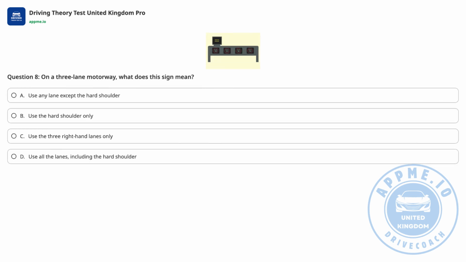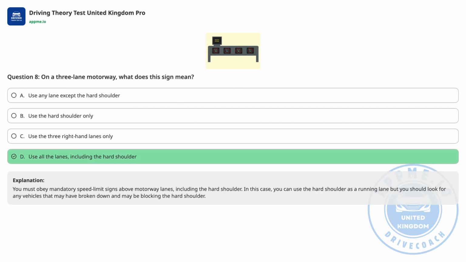Question 8. On a 3-lane motorway, what does this sign mean? A. Use any lane except the hard shoulder. B. Use the hard shoulder only. C. Use the 3 right-hand lanes only. D. Use all the lanes, including the hard shoulder. The correct answer is D.